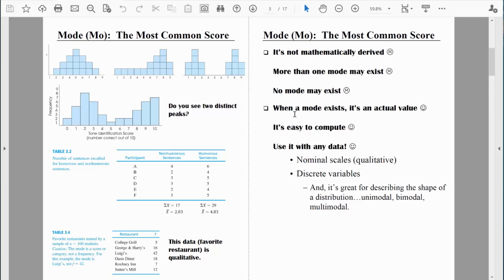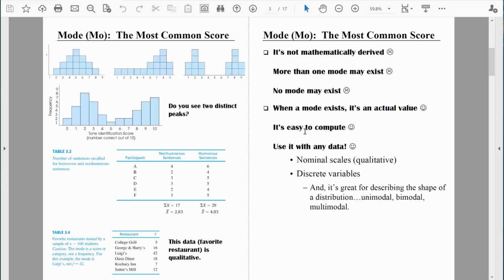However, we might hear that the modal family has 2 kids. That means of all the families out there, listing how many kids they have, the number that comes up most frequently is 2. That makes sense. So in any data set, when a mode exists, it always is an actual value. That is not true all the time of the mean, and it is not true all the time of the median either.